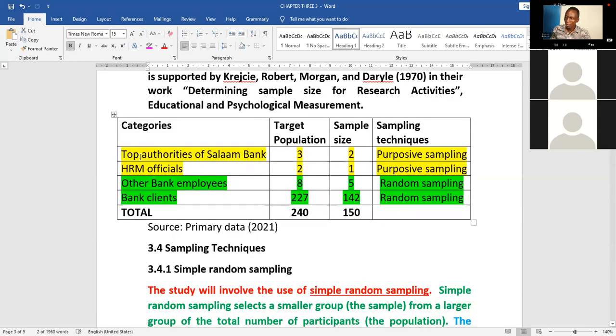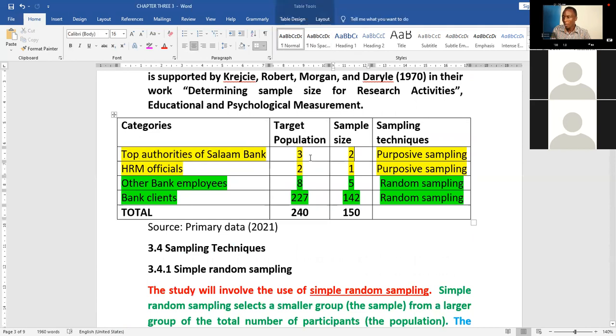For instance, the top authorities are how many? There are 3 here. The human resource officials, that is 1. The other bank employees, that is 5. The bank clients, that is 142. So for these first 2 categories, you can see the numbers are small, so these ones you can use qualitative, that is interview. But where you have like 142, that is a big number, so you can use questionnaire, which is quantitative.